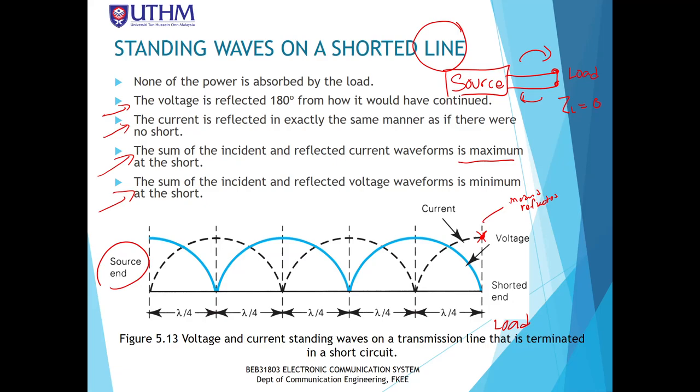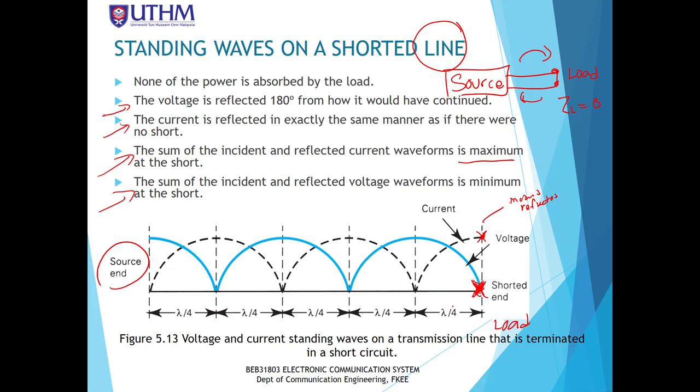Okay, reflected current. Same as before. For the blue line here, it is the voltage. So voltage will be minimum at the load side. This voltage is actually the sum of incident and reflected voltage. So at the point at the load side, it is minimum, or we can say a null value.